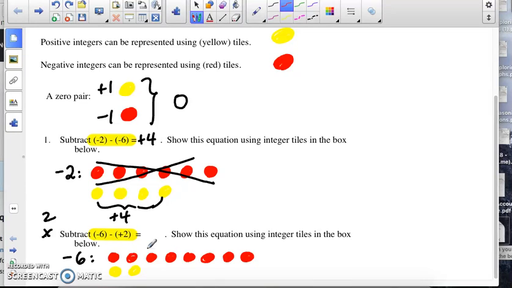So remember, the original equation is -6 minus +2. So look what we're going to do. We're going to take away the 2, and you're left with -8. And that's the answer to that question. -6 minus +2 is -8.